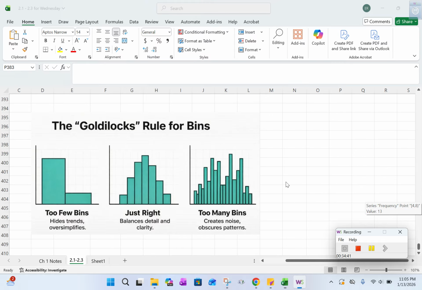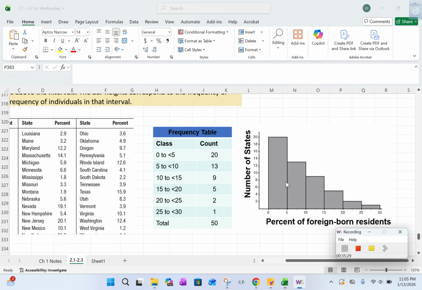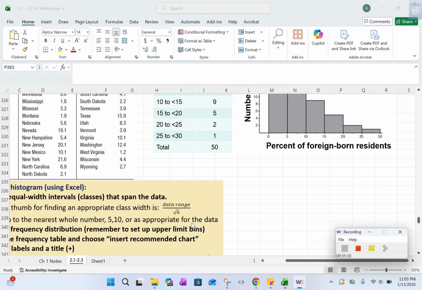Like I said, the two examples between a change of 4 and 5 didn't affect it that much. So when it's too many, you're going to notice. It'll be obvious. And when it's too few, the same thing is true. So you may have to adjust your class width to decide that appropriate one, which is where that rule of thumb that we talked about, the range over the square root of n, will help you.